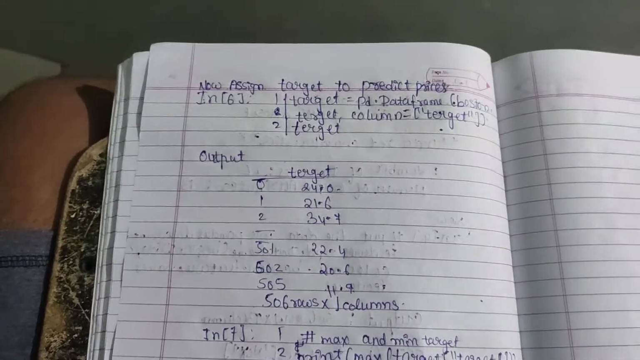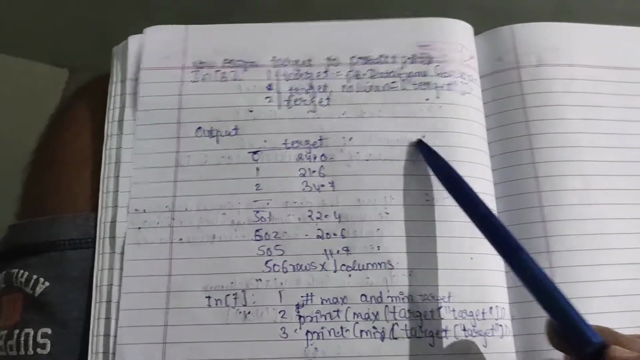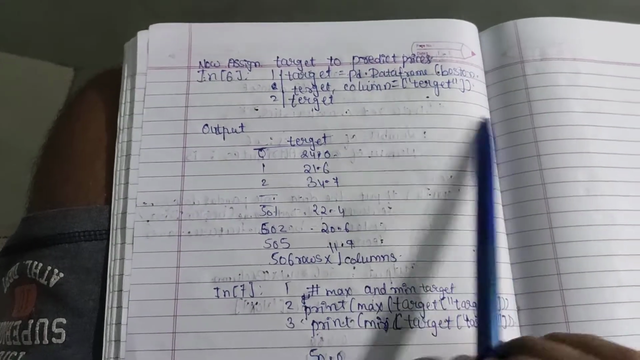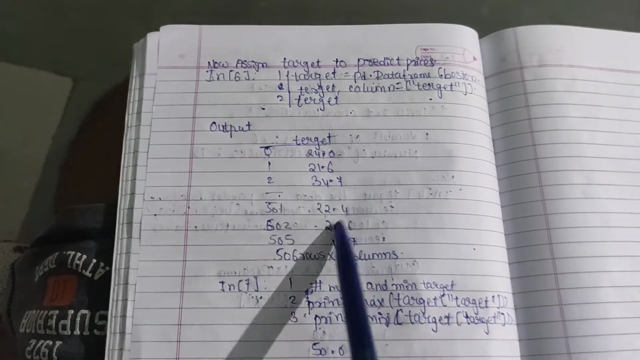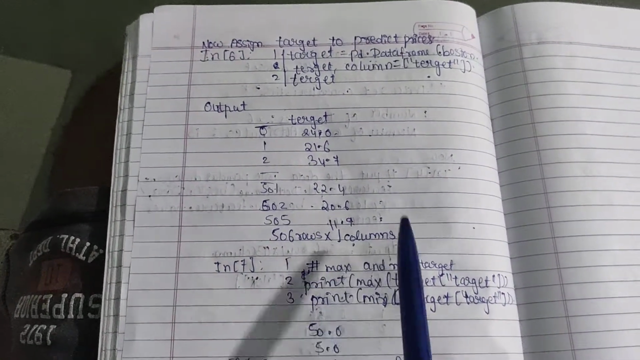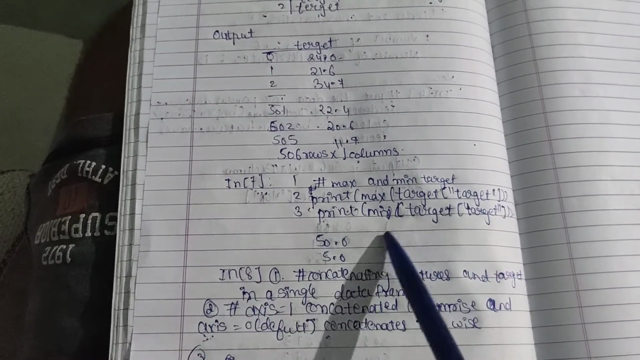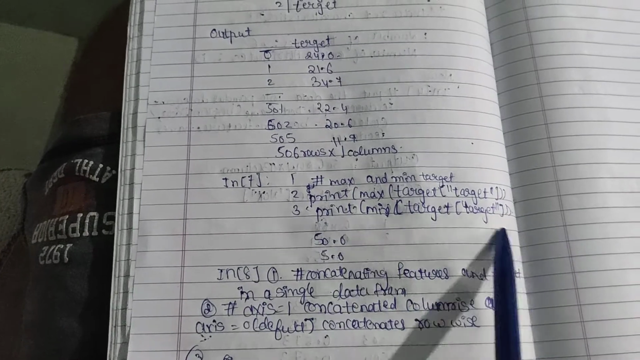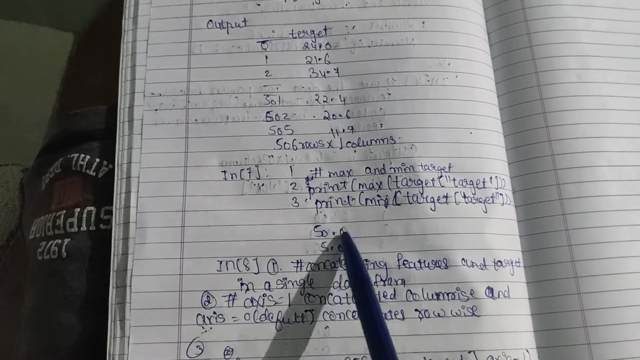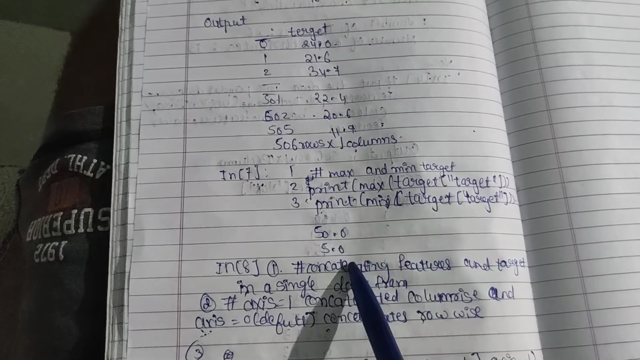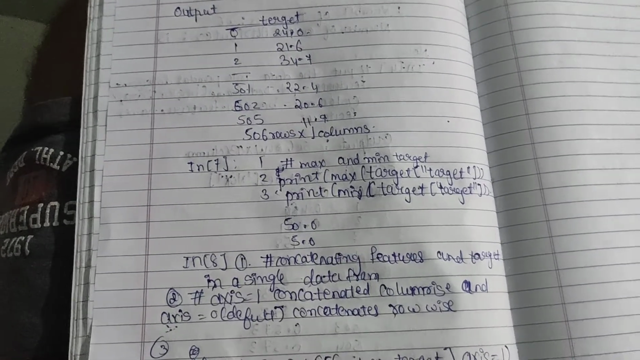Now assign the target to predict prices. In this target pandas DataFrame, we use Boston target, and when you apply the target, the output shows values like 24, 21.6, and so on, with 506 rows and 1 column. When you apply minimum and maximum on the target, you can print it in your notebook. You get the maximum value of 50 and the minimum value of 5.